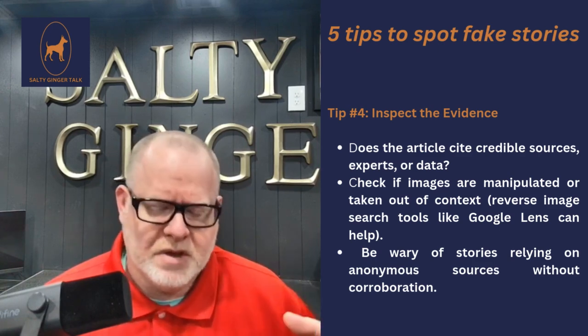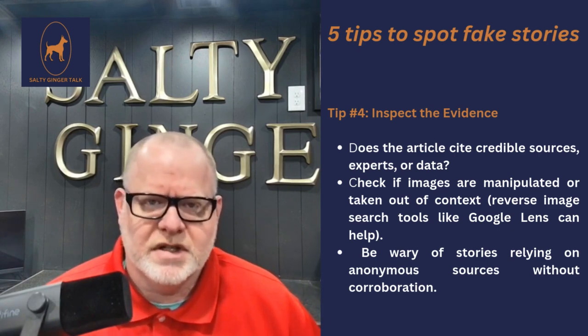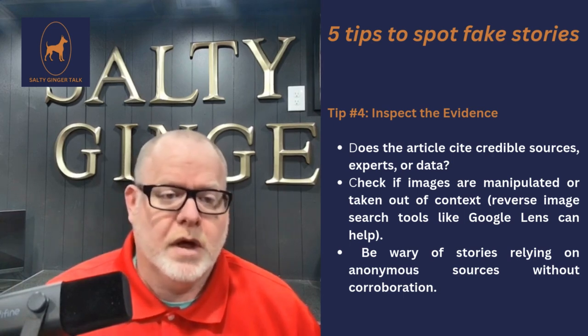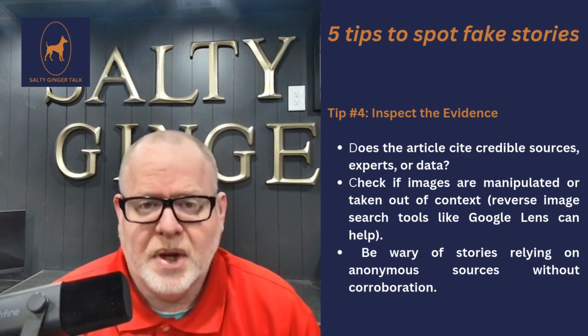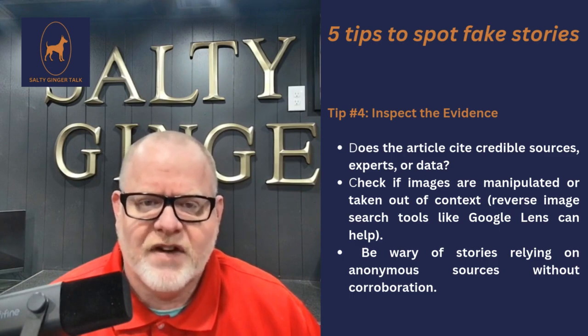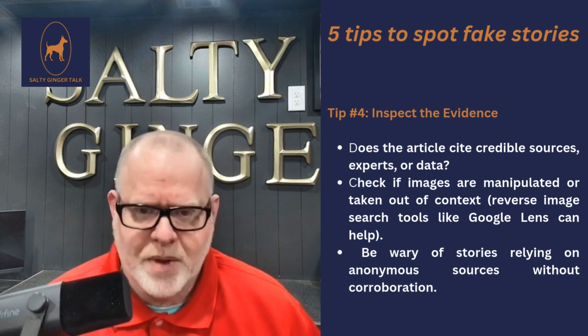And then, like we talked about earlier, you always want to be wary of stories that rely on anonymous sources with no corroboration whatsoever. So, the anonymous sources are the ones that broke Watergate. So there is a place for anonymous sources. But if you ever go back and look at what Woodward and Bernstein did, they did a ton of digging and verification on the information they were provided before they ever went public with it.